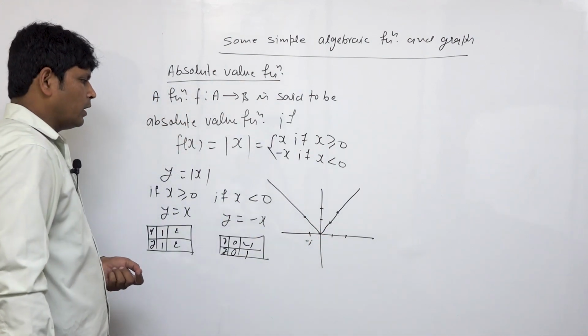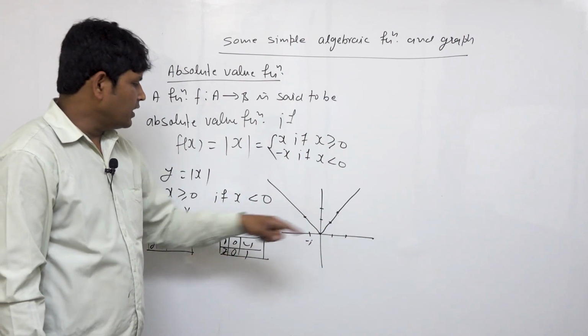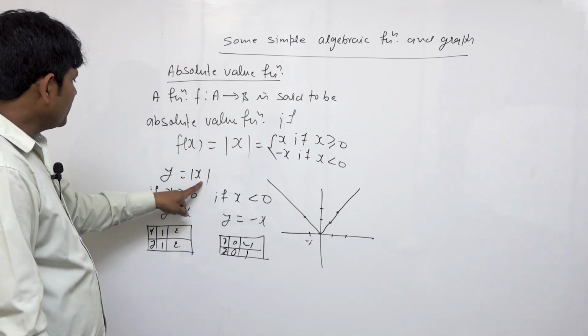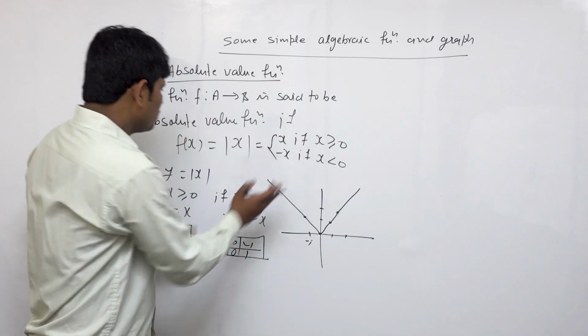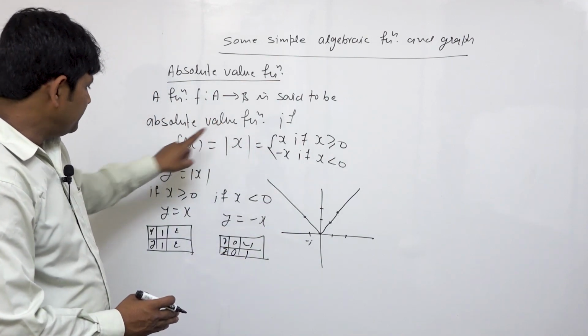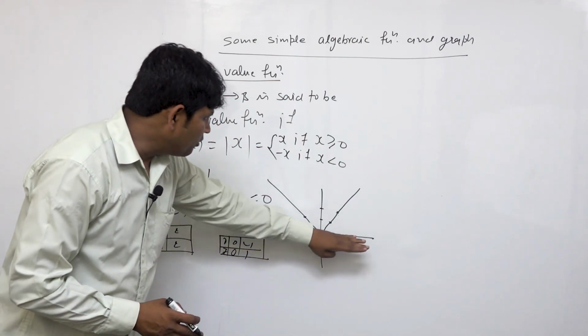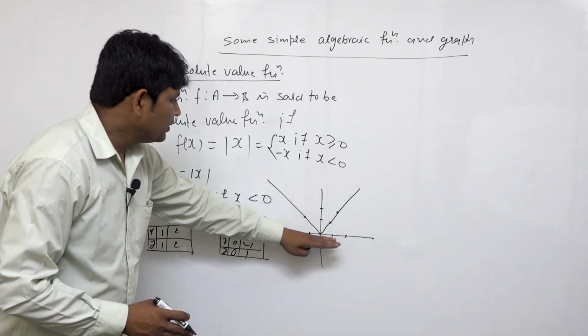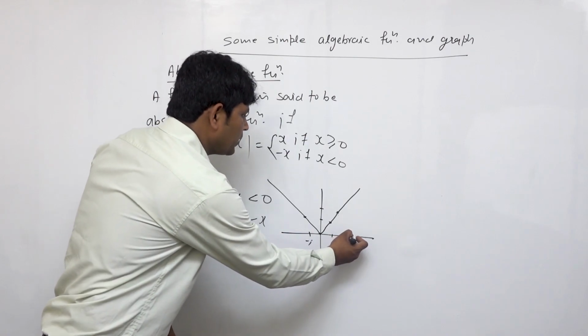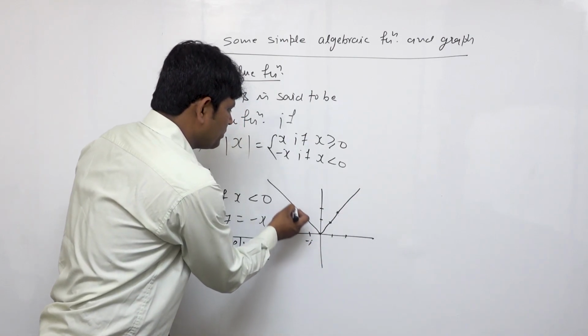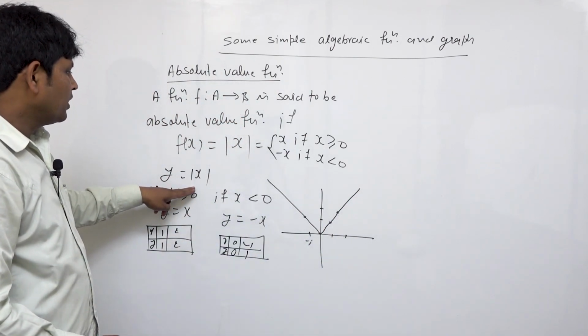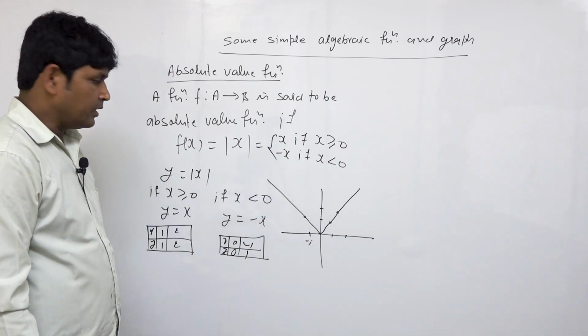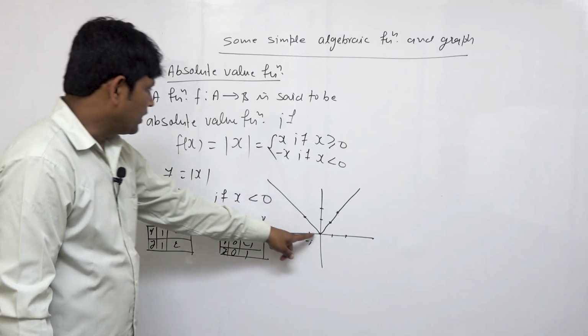This is called the absolute value function. From this graph, for any values of x, the value of y is always positive. So the modulus function always gives a positive result. This graph shows that for any value of x, y is positive. So this way we can draw the graph of this.